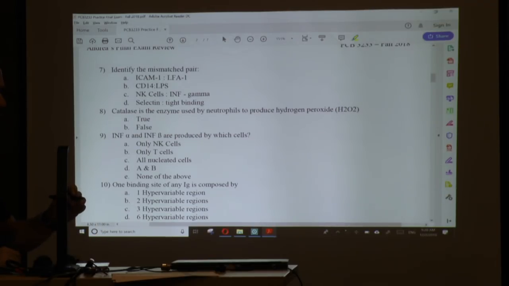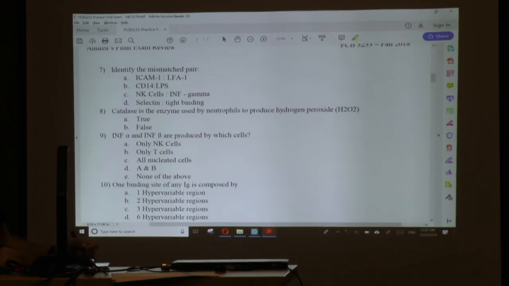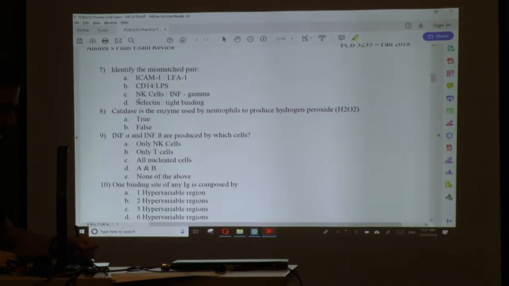One is an immunoglobulin-like superfamily, and the other one is, I forgot the name of it, but both are involved in the tight binding of a neutrophil, if you want to go back and review it. Then CD14 and LPS, they do bind to each other in the Toll-like receptor area outside, so if you want to review that, it's on the macrophage, it's chapter 2. NK cells and interferon gamma, yes, because NK cells secrete interferon gamma and receive interferon gamma to be activated. And then selectin type binding, this is the one that's wrong.